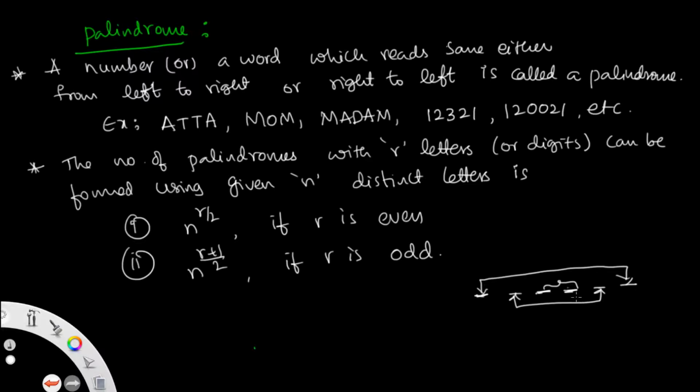Okay, now go to Exercise 5.2. So what are the formulas we have learned? The number of permutations of n dissimilar things taken r at a time.